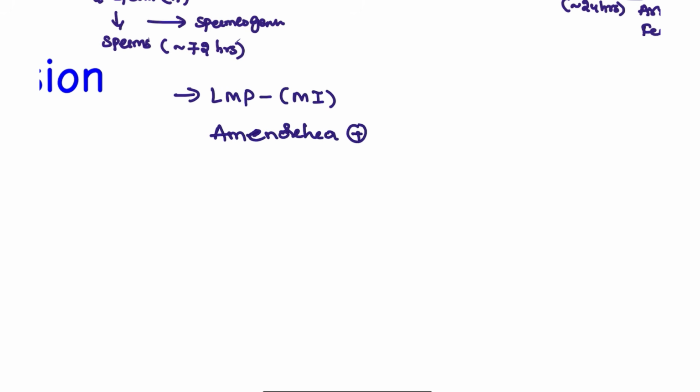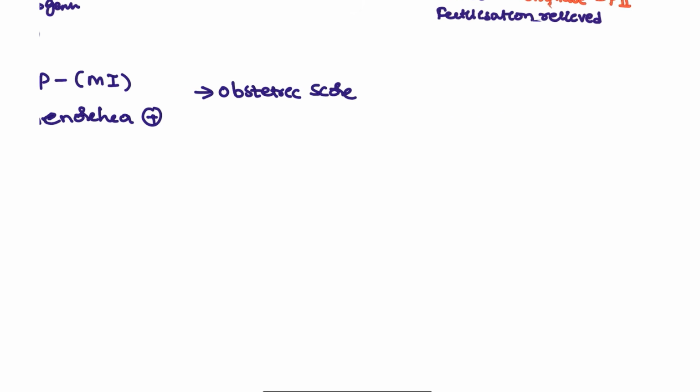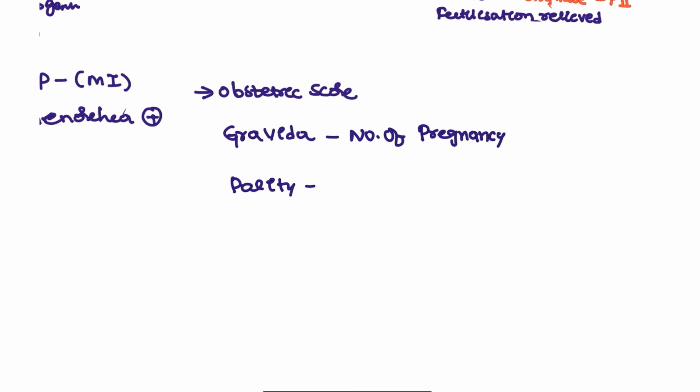Next, we are going to ask the patient about their history, and here we calculate the obstetric score. And remember, the obstetric score is most important, guys. First we inquire about the patient's gravida status, and then about the parity. What is gravida? Gravida is the number of pregnancies, how many times the patient has been pregnant. It includes the past pregnancies and also the present pregnancy.